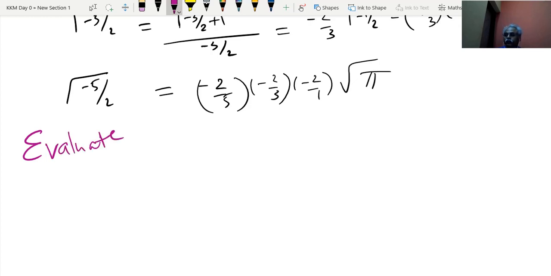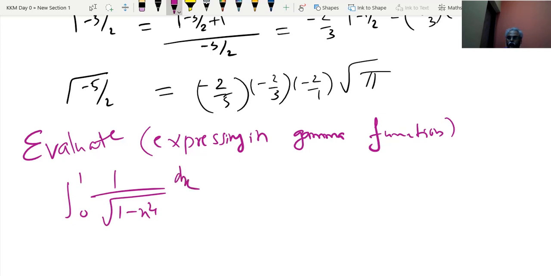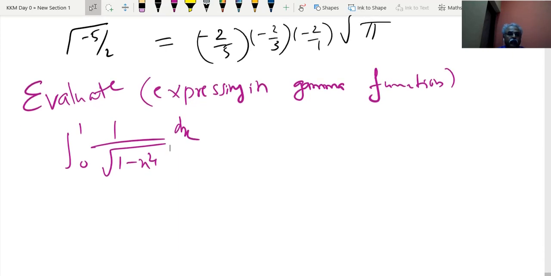Evaluate the first one by expressing it in gamma functions: the integral from zero to one of dx upon square root of 1 minus x raised to 4. Whenever such integrations are there, the first thing that clicks to our mind, if we are used to it, is that 0 to 1 should become 0 to pi by 2, with x as something of sine theta.